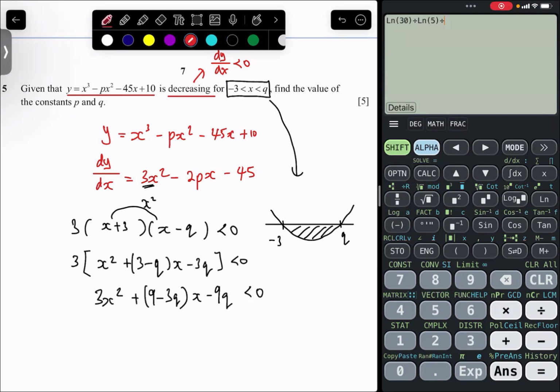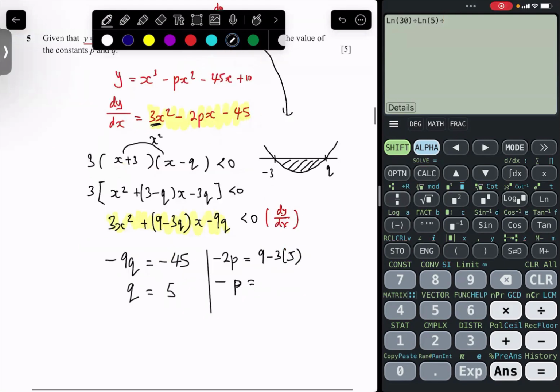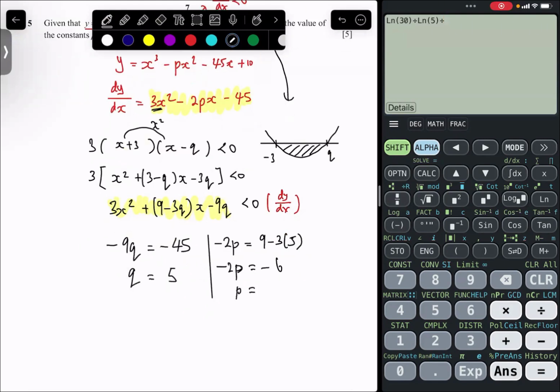Now, this should be my dy/dx, so these two things are comparable. From there we can draw a conclusion that negative 9q must be equal to negative 45, so q equals 5. Then solve for p. Negative 2p must be equal to 9 minus 3 times 5. Negative 2p equals negative 6, so p equals 3.